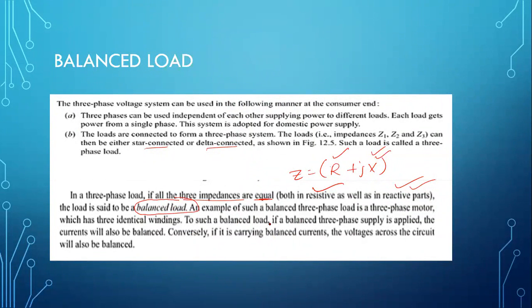So you have to also consider this point that if a balanced three-phase supply is applied, the current will also be balanced. That means if I have V at an angle 0, V at an angle 120 degree, and V at an angle minus 120 degree, therefore I'll have I at an angle 0, I at an angle 120 degree, and I at an angle minus 120 degree. Okay, so when we are talking about balanced load, this condition should be fulfilled. Okay, so this is one part.